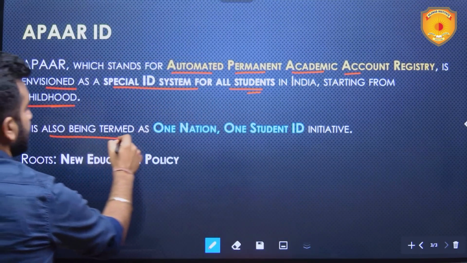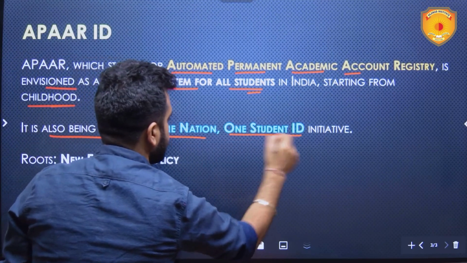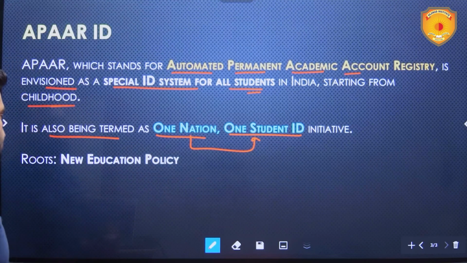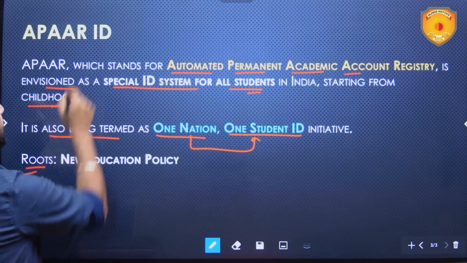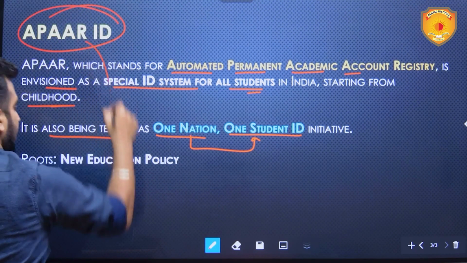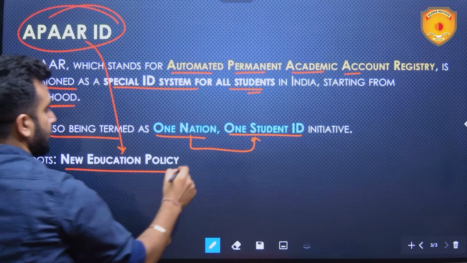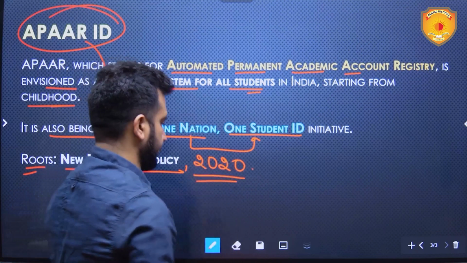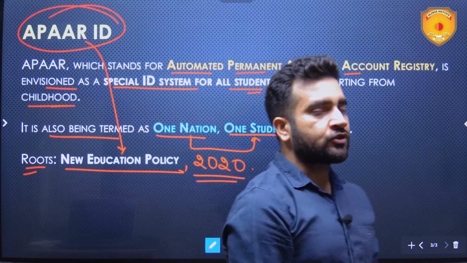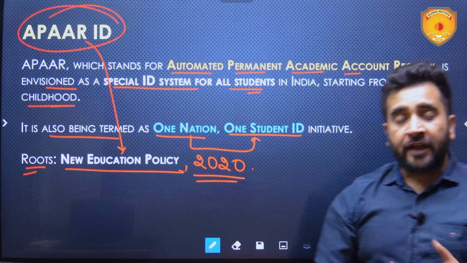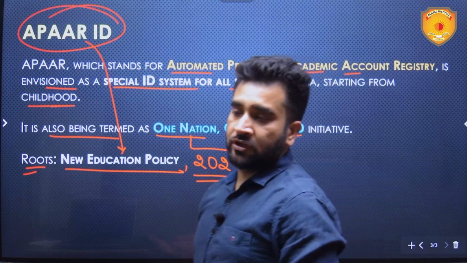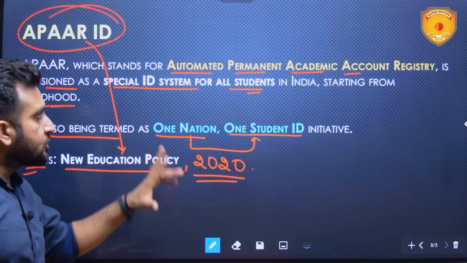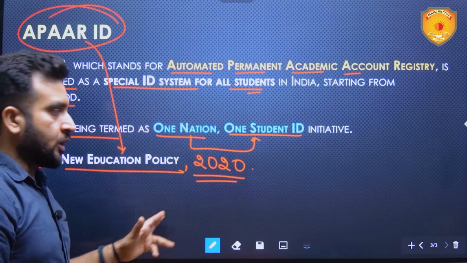It is also being termed as One Nation, One Student ID, which is definitely going to bring in transparency. The roots of this idea are there in the new education policy, which was rolled out in the year 2020. It also talked about integrating technology in the education domain, and this is one such example of how technology can be integrated in the educational domain.